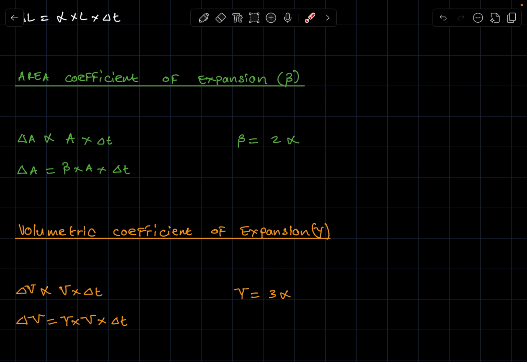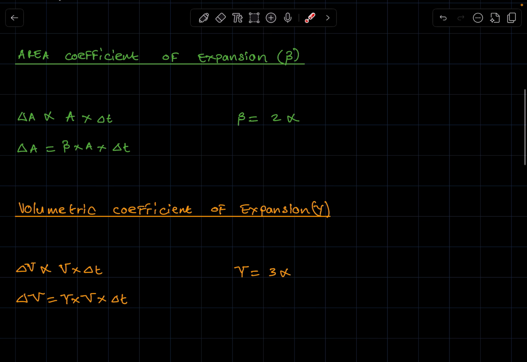Hence, we then get the change in area is equal to beta, which is the area coefficient of expansion, times the original area times the change in temperature. Again, the change in temperature depends on whether the element is expanding or contracting, meaning if it is losing heat or gaining heat.